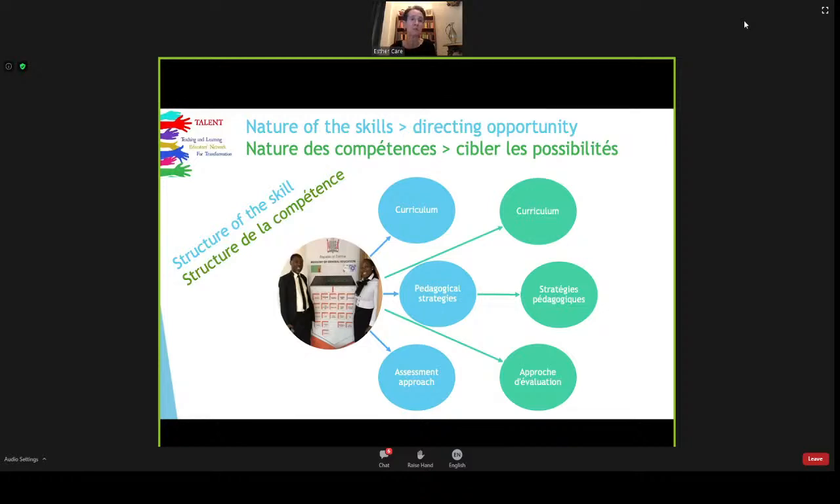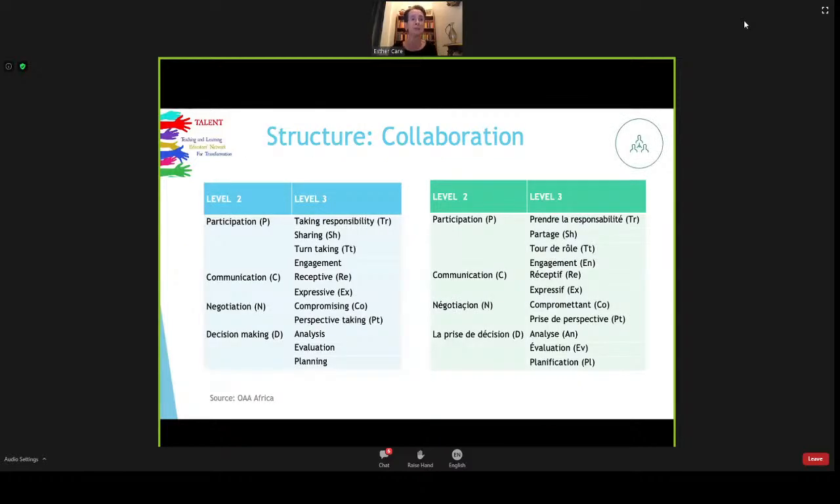In other words, when you look at the structure of a skill, it's just like looking at the structure or components of a history curriculum or a maths curriculum, looking at all the different parts within it. The point that we're trying to make with this image is that that nature has major directive capacity about how you integrate into curriculum, how you respond with appropriate pedagogical strategies, and how you implement into assessment.